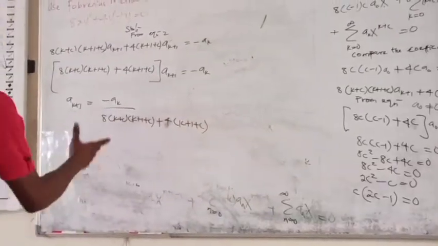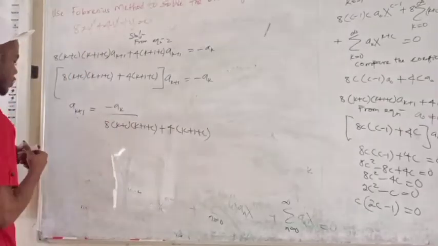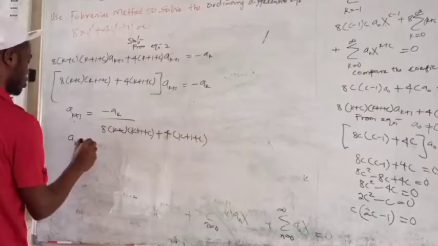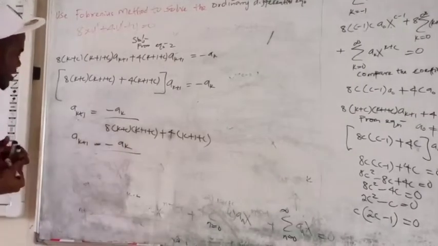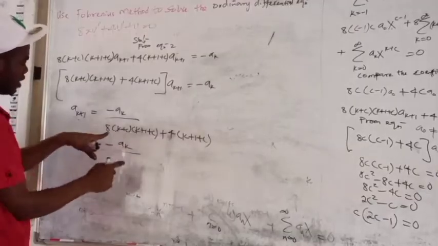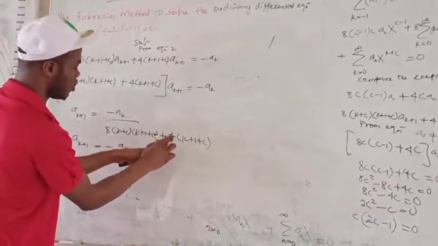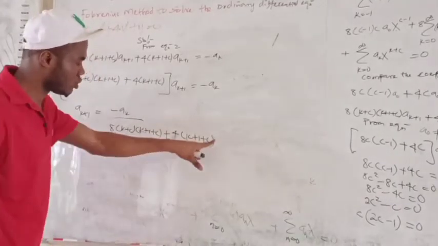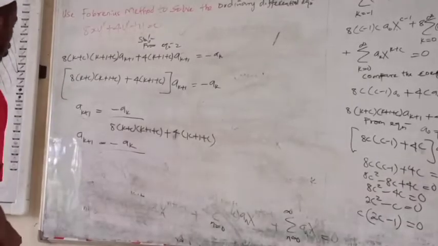Okay, so I can break the denominator further. So let's do something here. I have a_{k+1} = -a_k divided by, I know that this one has k + 1 + c, and this one also has k + 1 + c. So I use the factorization method.